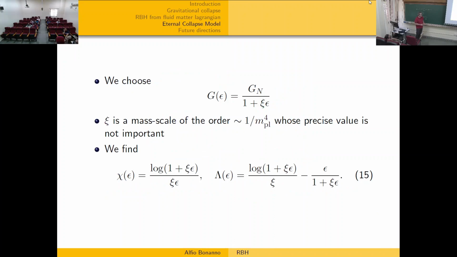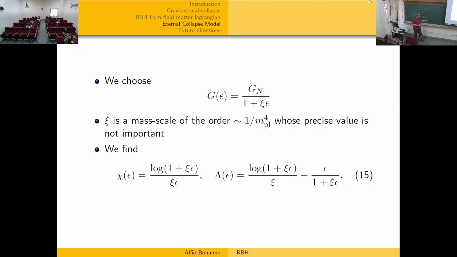So if you do so, in this case, it's not difficult to cook up this model, where G is a function of xi and epsilon. So what is happening here? I'm saying that the Newton constant is asymptotically free, in a sense, because if epsilon goes to infinity, this goes to 0. If epsilon is 0, Gn is just the Newton constant.